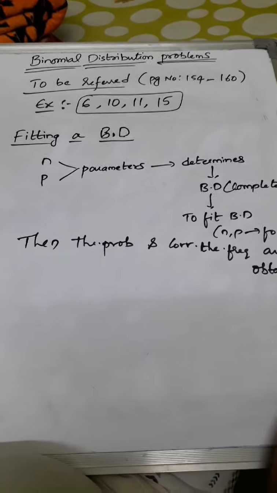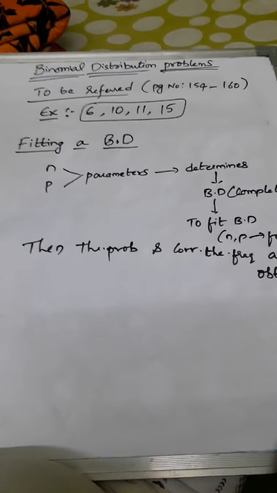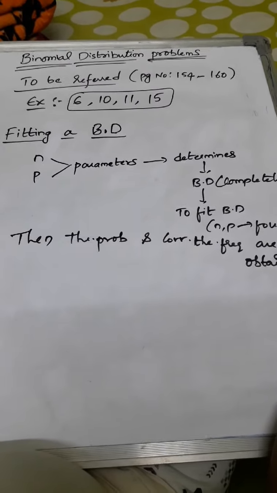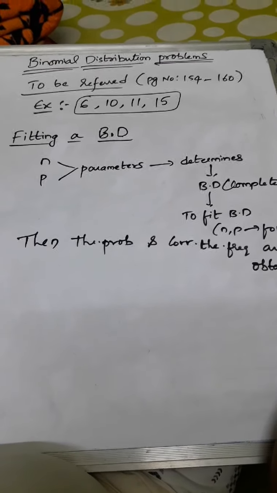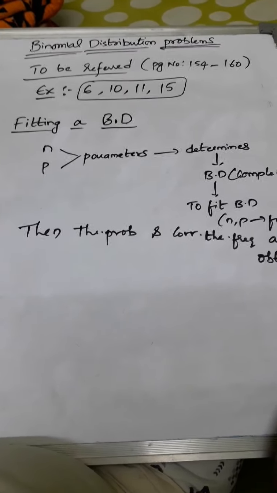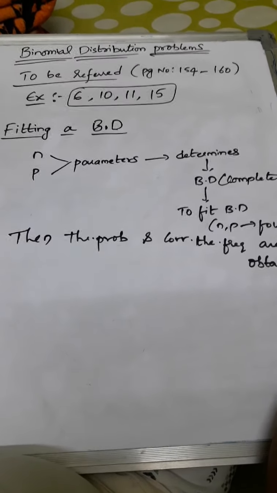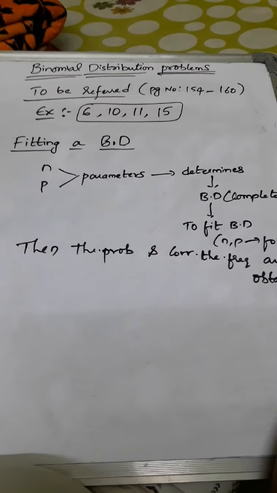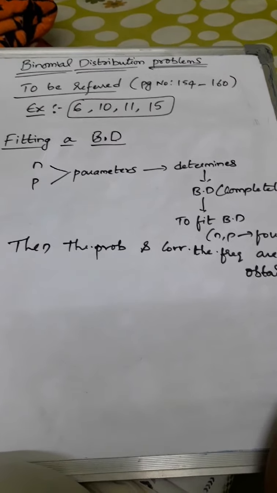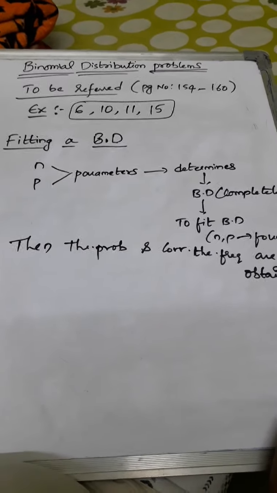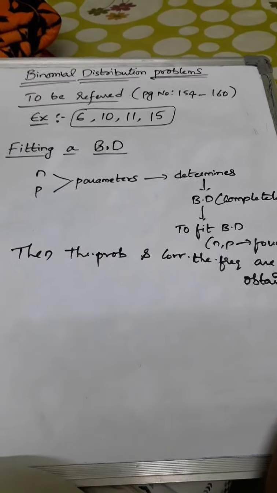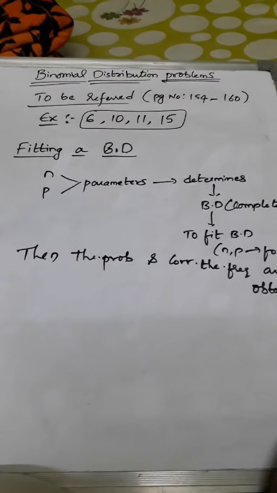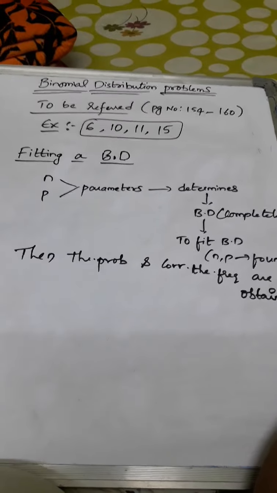Students, binomial distribution, some important examples, solved examples are given in your textbook from page number 154 to 160. Especially these four questions which I mentioned there at the top, 6, 10, 11, 15, they are to be referred very much because they are a little interesting questions. Once you practice those questions, you will understand the concept very easily. Those four questions, 6, 10, 11 and 15, are from page number 154 to 160.